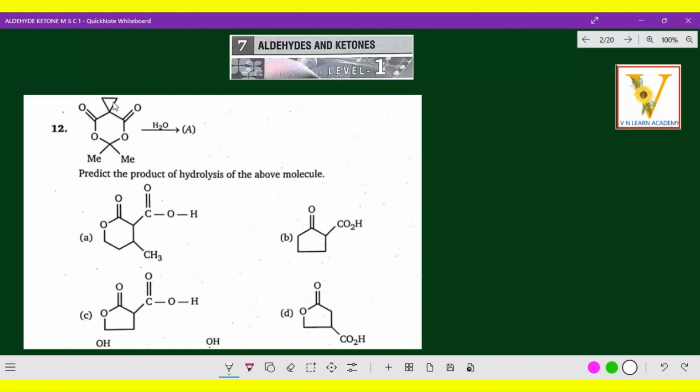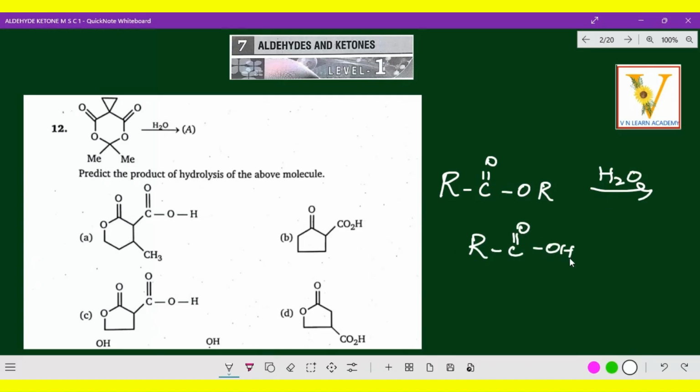See here, actually, a triangle, that is cyclopropane, which is connected with C double bond O OMe, and in the same way C double bond O OMe. So this is an ester which is undergoing hydrolysis. What is the product? Ester RCOOR, right? So here R C double bond O OR is undergoing hydrolysis with H2O. So you will get R C double bond O OH, carboxylic acid, and ROH, alcohol, right?